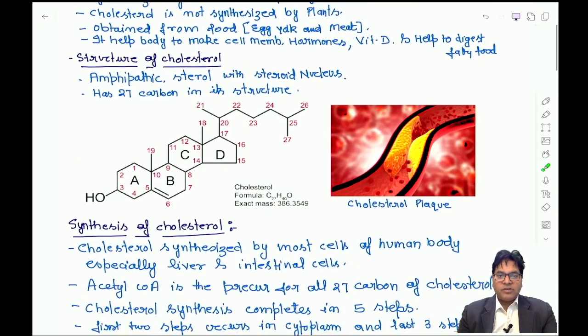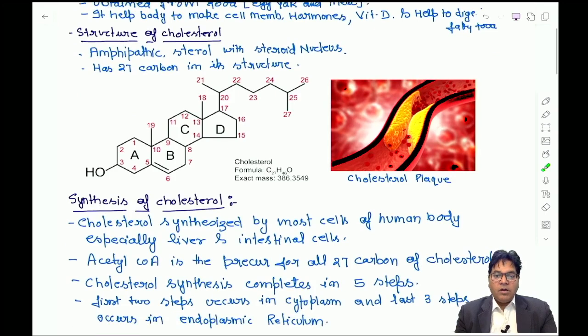If we see the structure of cholesterol, we have a central ring ABCD. It is a sterol ring with a steroid nucleus, and there are 27 carbons in the structure of cholesterol. And the molecular formula is C27H46O. This is the cholesterol formula.